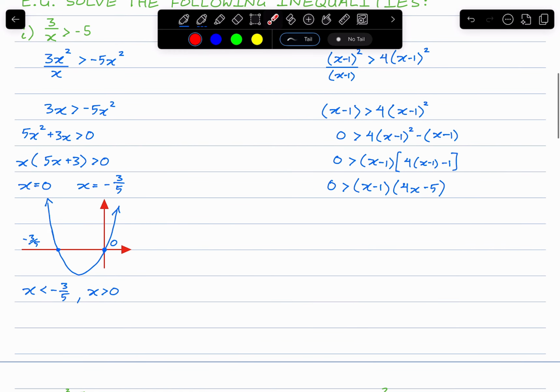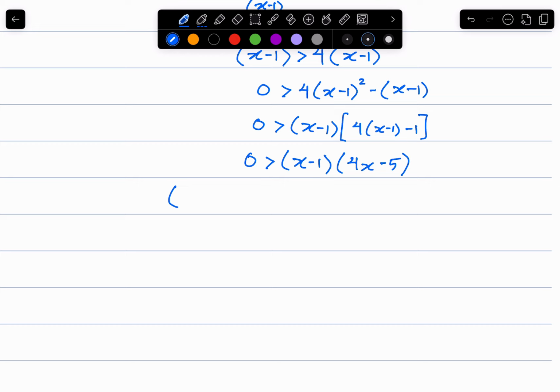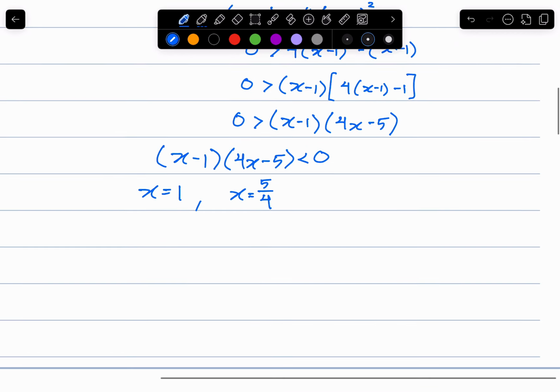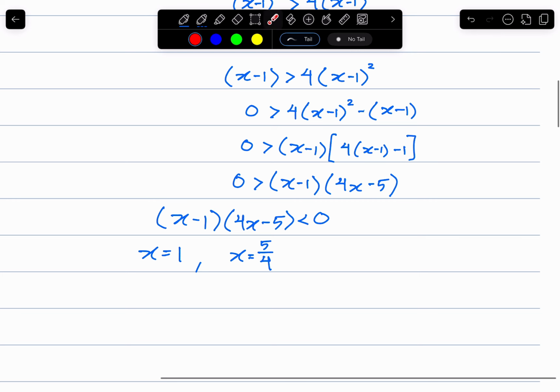And so now we're at the same step here. If this is confusing, you can always flip everything around. So this will give us x minus 1 times 4x minus 5 is less than 0. So solving this for when it is equal to 0, x equals 1, and x will equal positive 5 on 4. And again, I'm going to solve this graphically.